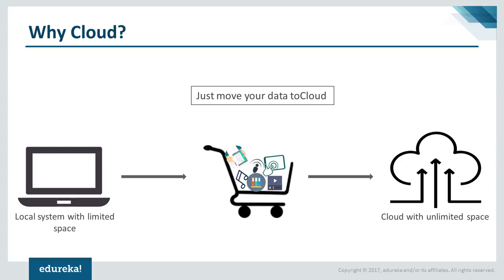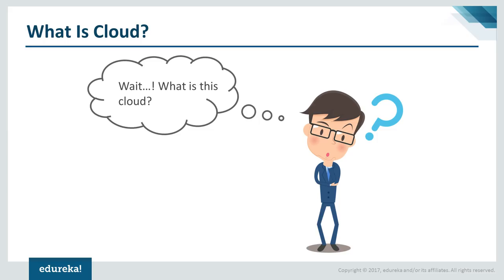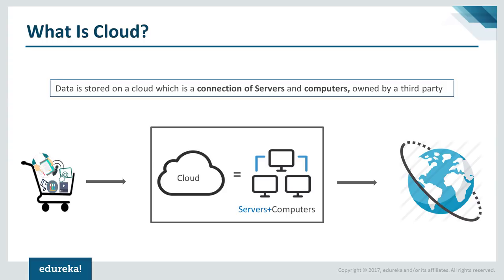And you do not have to worry about the other hardware and all those issues as well. So this is where cloud comes into the picture, and it helps you solve almost all the problems that were there before cloud came into existence. So what exactly is this cloud and how does it help us solve all these problems? Well, you can imagine cloud as nothing but a connection of networks, servers, and computers basically. And these servers and computers are basically owned by some third party and they reside somewhere on the globe.